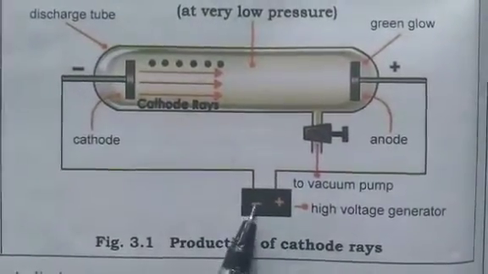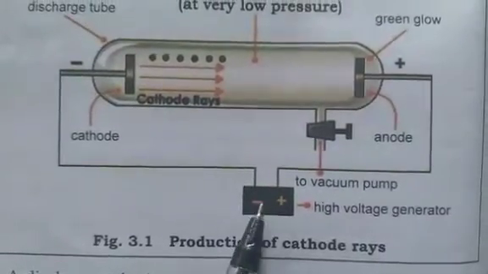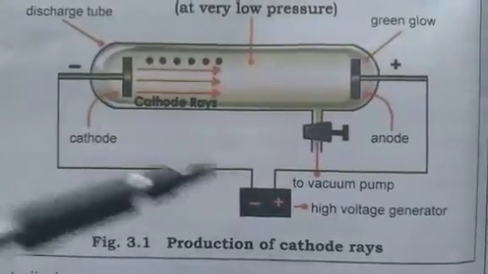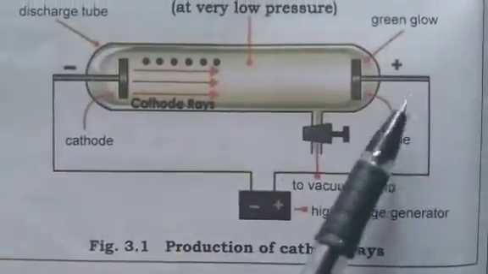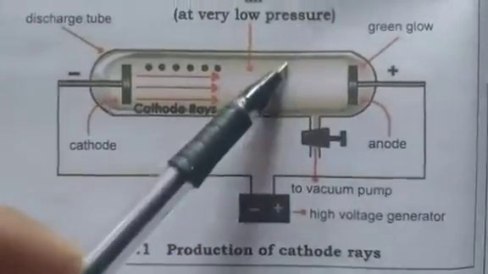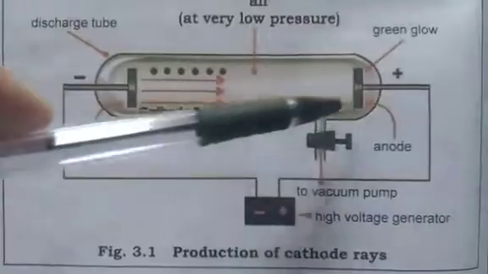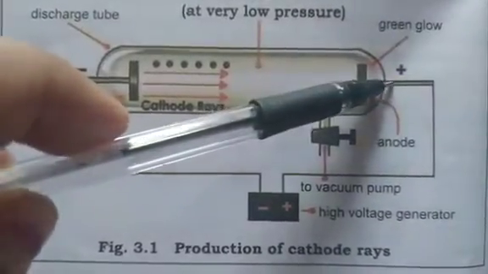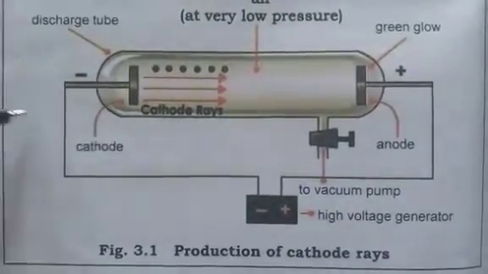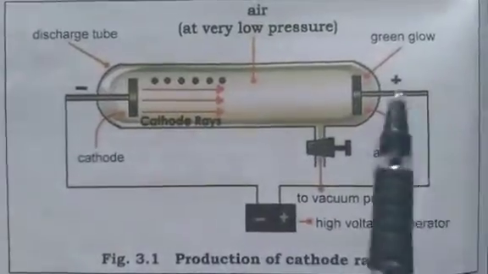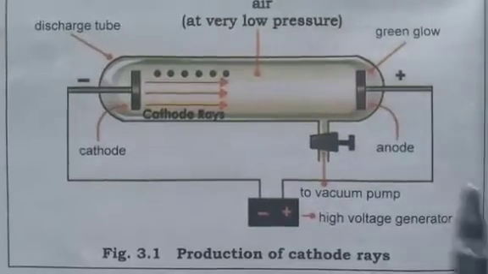The plus and minus signs indicate the generator. So he created a high voltage, above 10,000 volts, and when he supplied electricity, he observed a greenish glow in the area near the anode region. Anode means the plus sign, and cathode means the minus sign, positive and negative. Here it is glowing a greenish glow near the anode region of the glass tube.